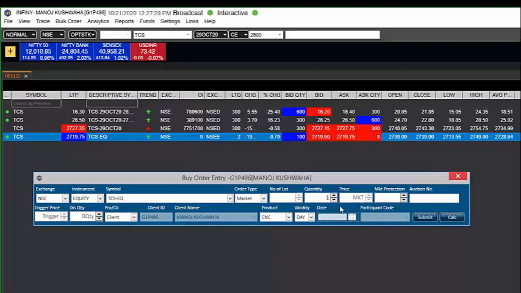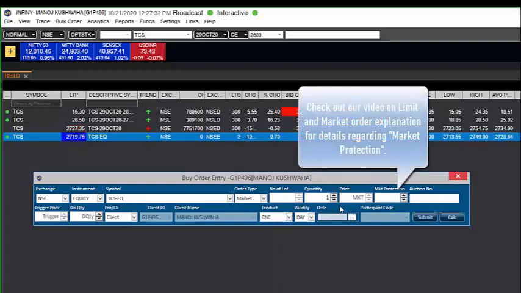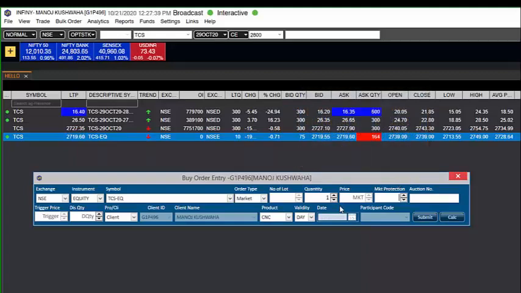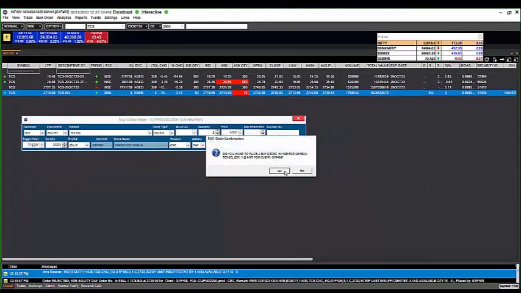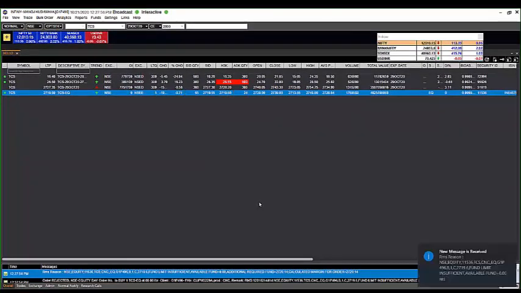You can input a number in percentage terms here under market protection to limit the price range of the execution of your market order. In this case, I'll leave it as blank. I would like to buy TCS to hold in my Demat account, so the product type should obviously be CNC. Now I submit and confirm my order. Once again, the order gets rejected due to no limit in this trading account.